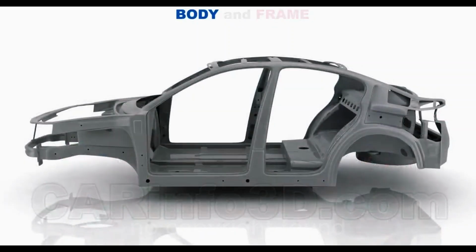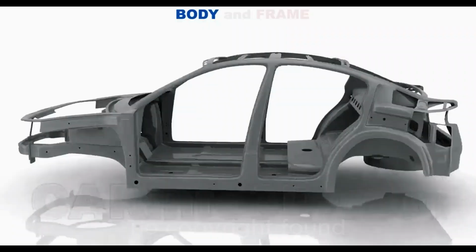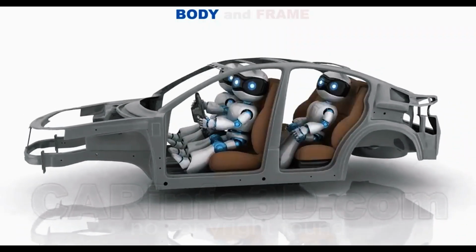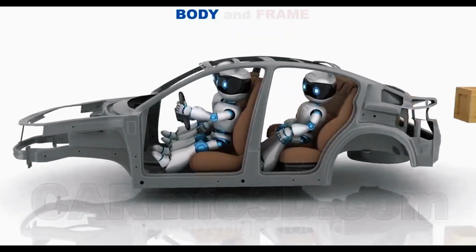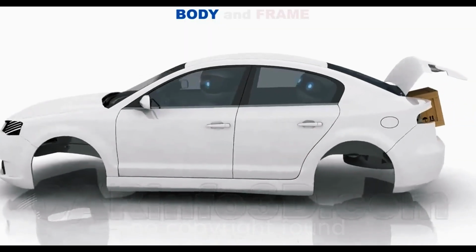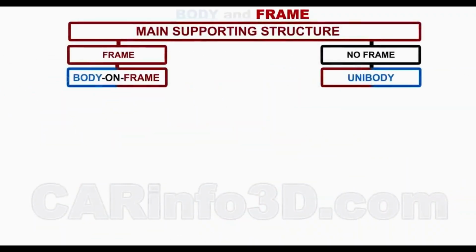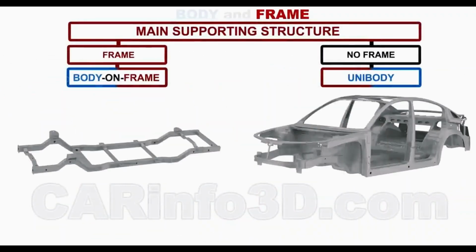This is the body. It provides space for the driver, passengers, and cargo. This is the body together with all auxiliaries and decorative elements. Next comes the frame. It is the main supporting structure to which all other components are attached.